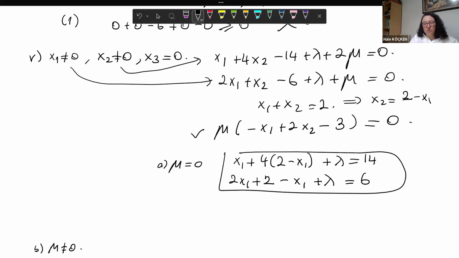So I will solve these unknowns here. Let me do some arrangement. x1 minus 3x1 plus lambda. This is 8. This is 6. Let me check. x1 plus lambda is equal to 2 drops there, and it's 4.